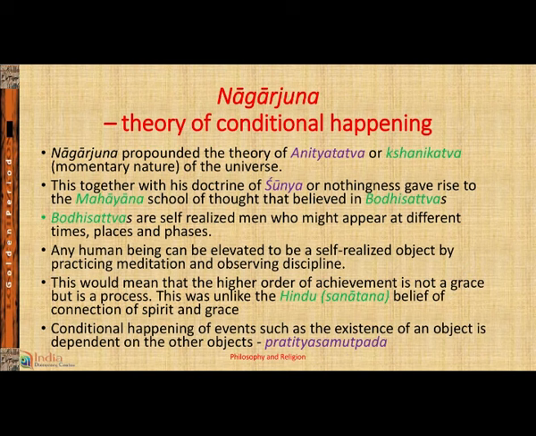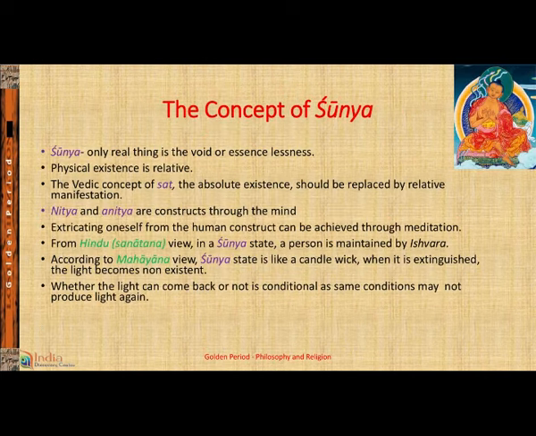So nirvana can be achieved by extricating oneself from the realm of existence. This is the state of shunya. So once you attain the state of shunya, you attain nirvana. So the concept of shunya. So shunya, according to Nagarjuna, is the only real thing. And this is essenceless. This is hard to explain, but it is not like nothingness, it's essenceless, basically.